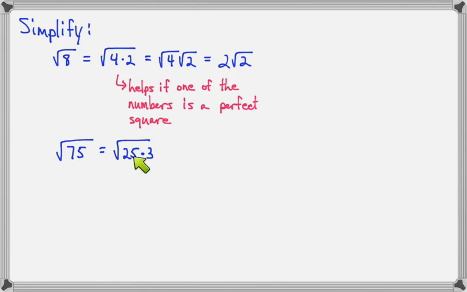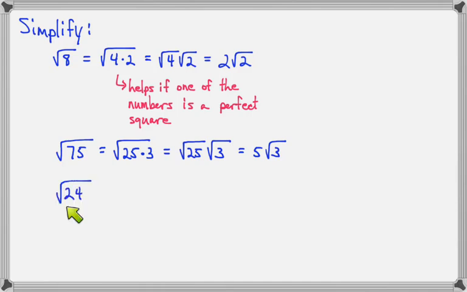Now I'm going to use the product rule to break this into two separate radicals. It's square root of 25 times square root of 3. Then square root of 25 is a perfect square radicand, so this can be simplified. Square root of 25 is 5. And the square root of 3, of course, does not have a whole number square root, so it stays in that radical form.